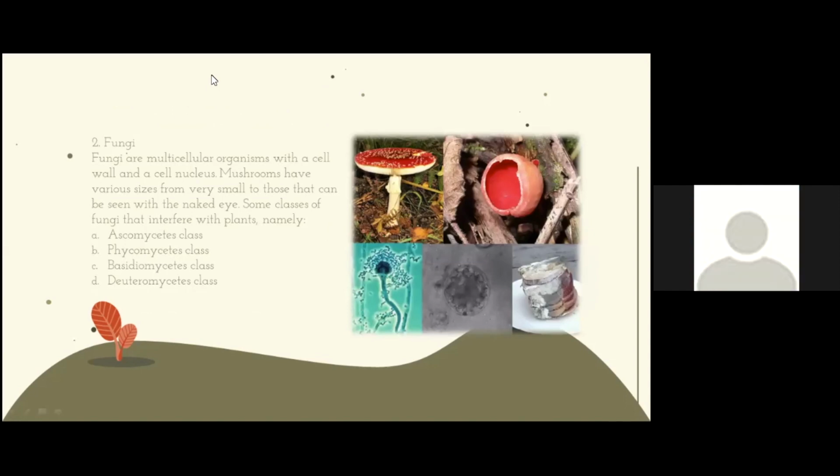Number 2, fungi. Fungi are multicellular organisms with a cell wall and a cell nucleus. Mushrooms have various sizes, from very small to those that can be seen with the naked eye. Some classes of fungi that interfere with plants, namely A. Ascomycetes class, B. Phycomycetes class, C. Basidiomycetes class, D. Deuteromycetes class.